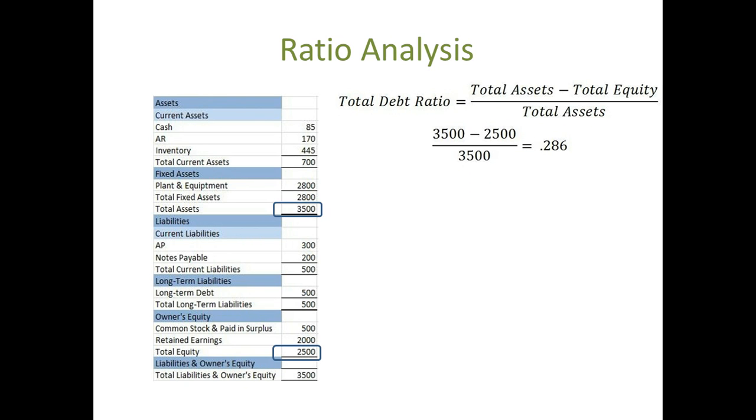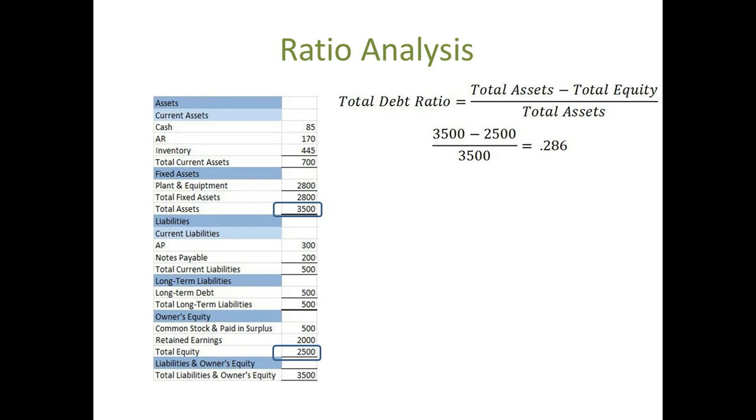In this case, we could say that this company consists of 28.6% debt, or that they have 28.6 cents in debt for every dollar in assets. Whether this is good or bad depends on whether or not the capital structure of the company matters.